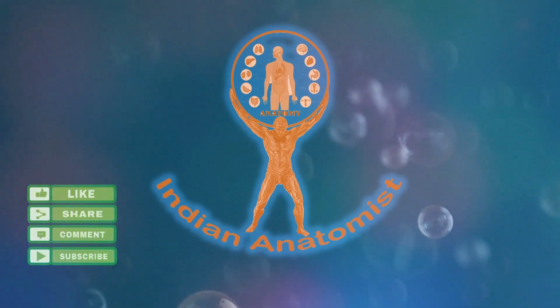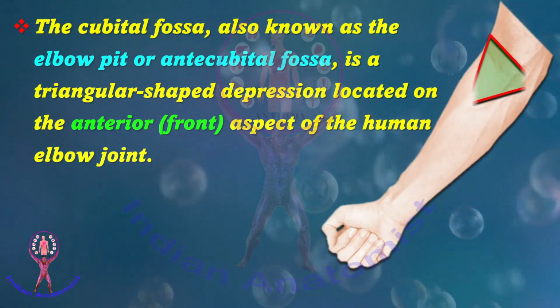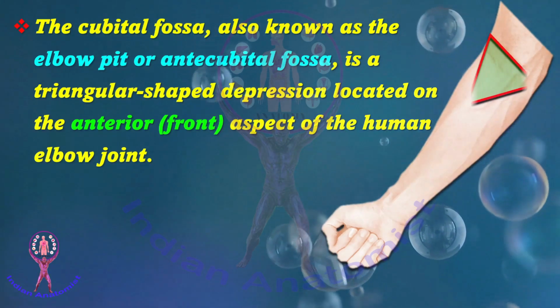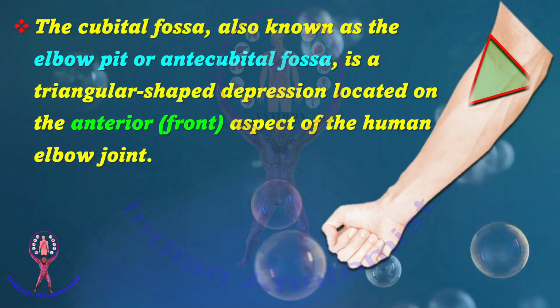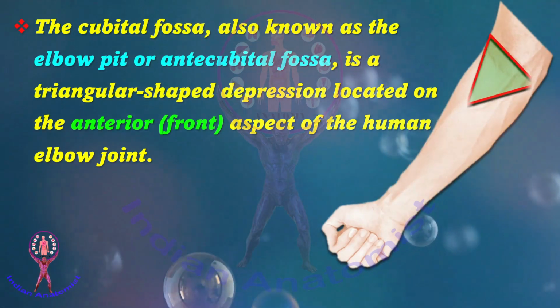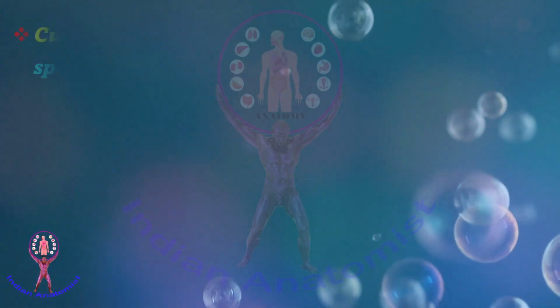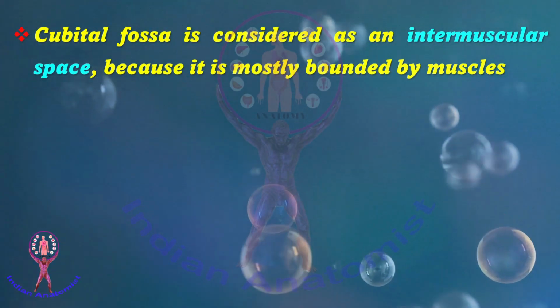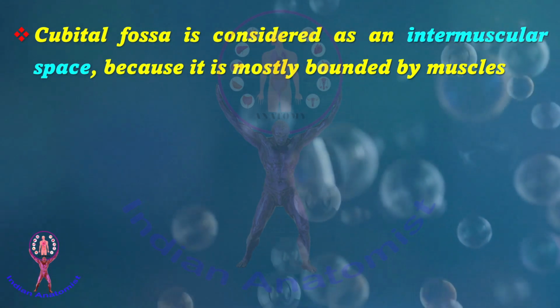In today's topic, let us discuss about the Cubital fossa. It is also known as the elbow pit or antecubital fossa, which is a triangular shaped depression located on the anterior or the front aspect of the elbow joint. Cubital fossa is considered as an intermuscular space because it is mostly bounded by the muscles.